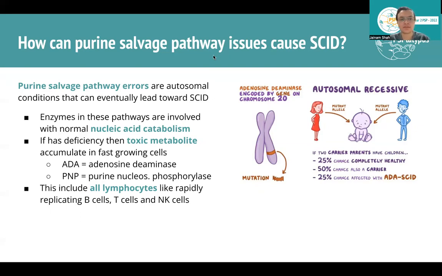nucleoside phosphorylase. And you can have deficiency in either of these, but as you can see on the right-hand side, if you have two people, so you have a father and mother with a mutant allele, they have a 25% chance of passing on the ADA SCID variant. PNP is also a thing, but it's less common. So I would recommend just remembering the ADA one. And this generally affects all lymphocytes because, as you can imagine, B cells, T cells, and NK cells are very fast growing and they're required constantly. So all of them will suffer some form of damage, which makes this one of the most dangerous ones.